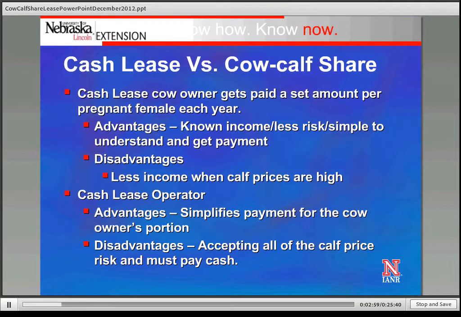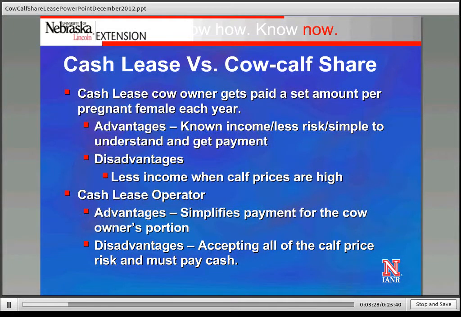For the person who's leasing the cows, caring for those cows, the advantage to them is that it's a really simple, straightforward method. They know what they owe for the cows for the year. They can plan for those payments and then operate accordingly. The disadvantage, for the operator who's caring for those cows, is obviously they have to come up with the cash to pay for the lease. And especially if the owner of those cows wants that cash lease up front, then they're going to have to maybe go out and borrow the money to do that. And then that's an added expense from an interest standpoint that they would have when they lease the cows.